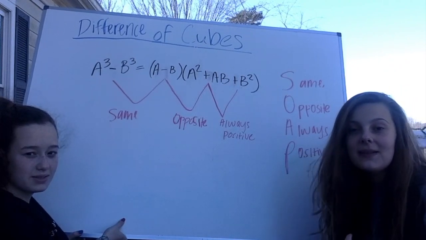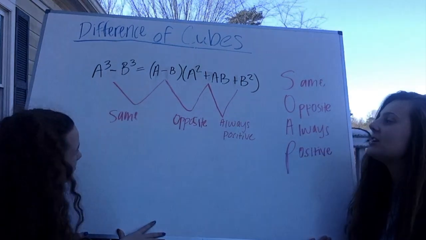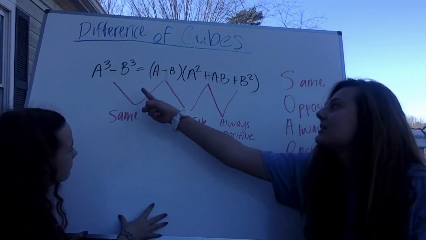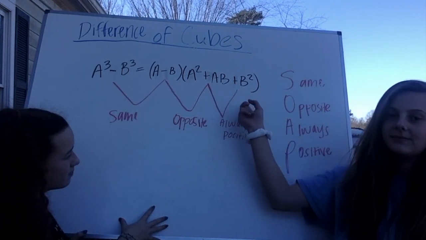Okay, this is the difference of cubes. It's pretty much the same format and the same style as the sum of cubes, but all you're doing is changing the signs. As you see here, we have the minus sign, so it's going to be the same for this one, and then the opposite right here, and always positive.